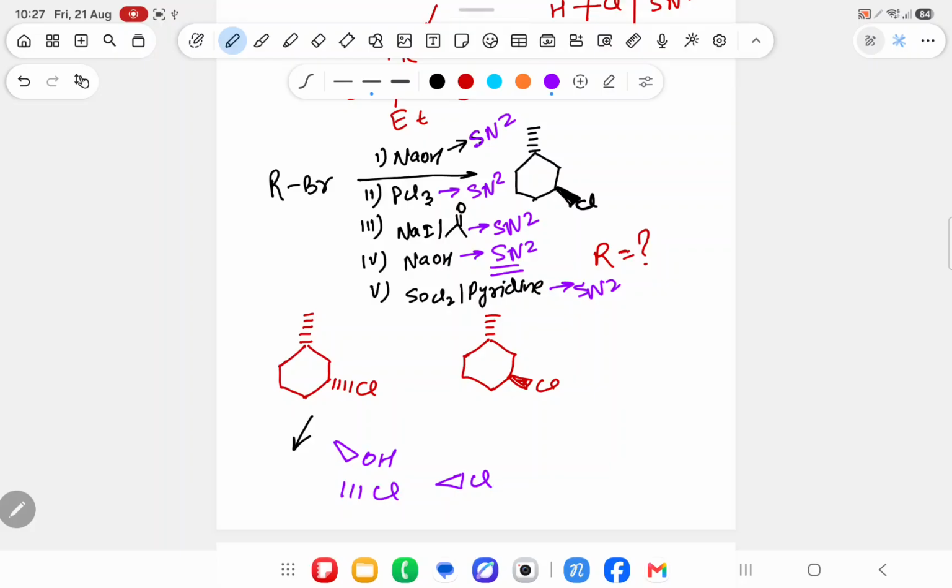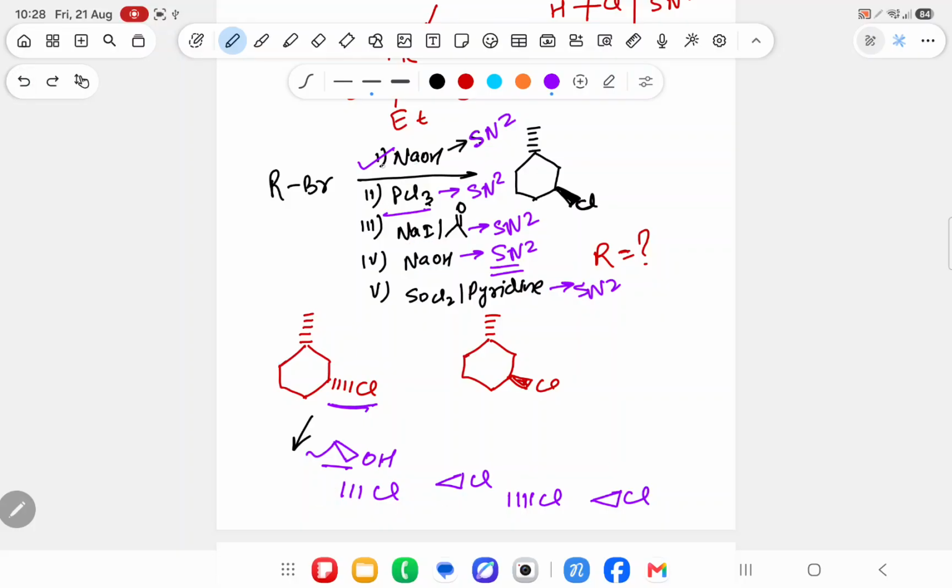Any problem? I will take this example. Now NaOH, again OH will come and dash base will convert into dash. Then again SOCl2, dash will convert into base. So I am doing from here NaOH, base to dash, base OH. Then PCl3, again SN2, base dash. Then NaI, again dash base. Again see, don't get confused. Again all will do SN2.